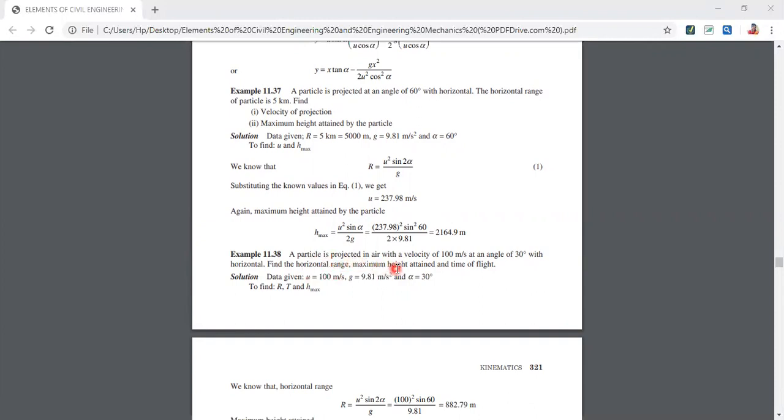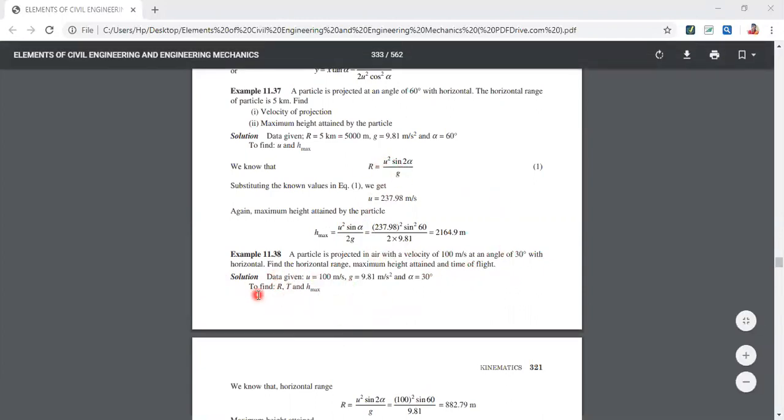A particle is projected in air with a velocity u of 100 meters per second at an angle alpha of 30 degrees with the horizontal. Find the horizontal range R, the maximum height H, and the time of flight. So R, T, and H. The extra here is the time of flight T.